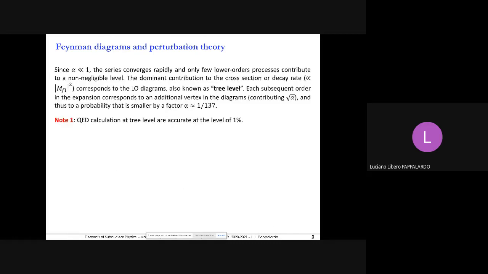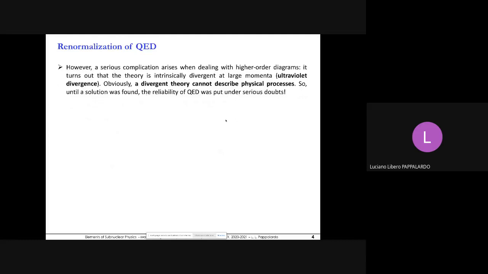However, this brings a very fundamental problem, and I will try to show you now. A serious complication arises when dealing with higher order diagrams. In fact, it turns out that the theory is intrinsically divergent at large momenta. This is called the ultraviolet divergence. And obviously, a divergent theory cannot describe a real physical process. So indeed, until a solution was found, the entire reliability of QED was put under serious doubt because of this.